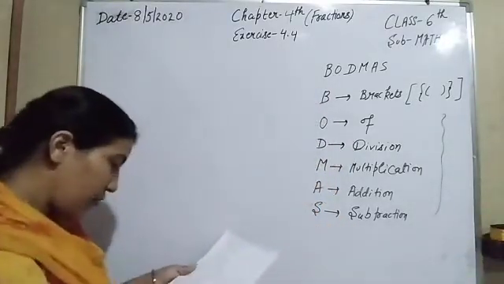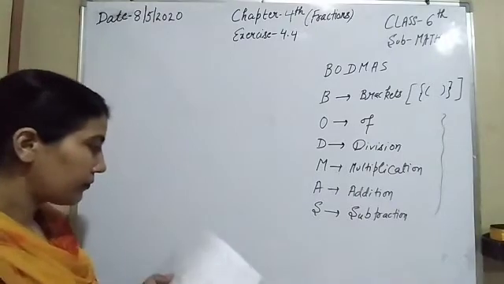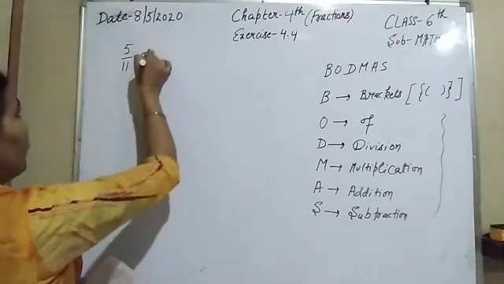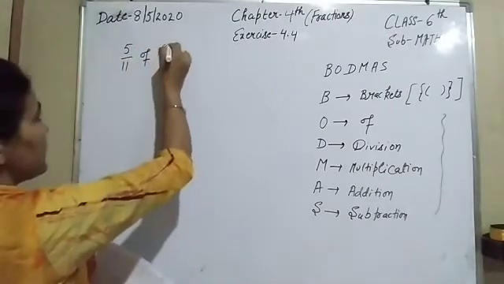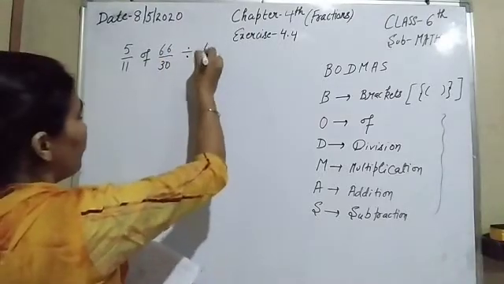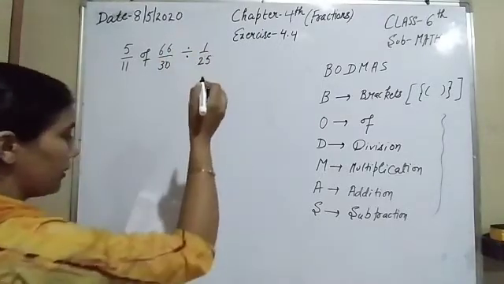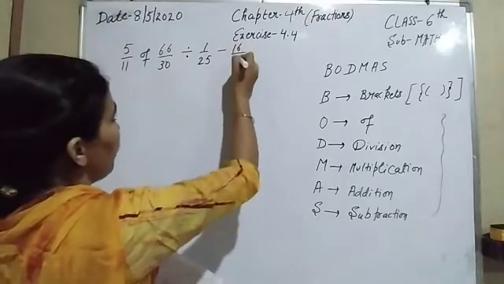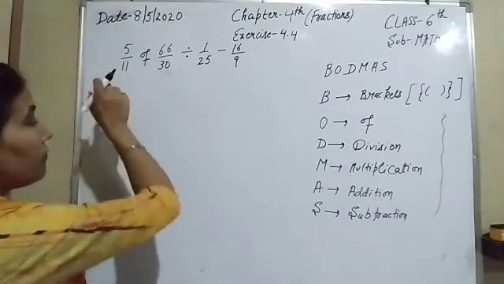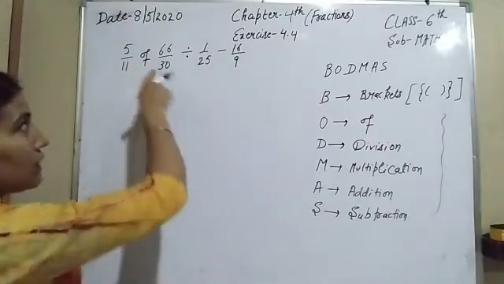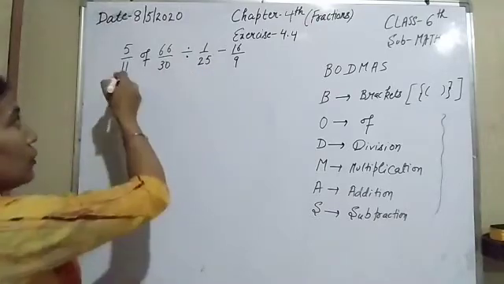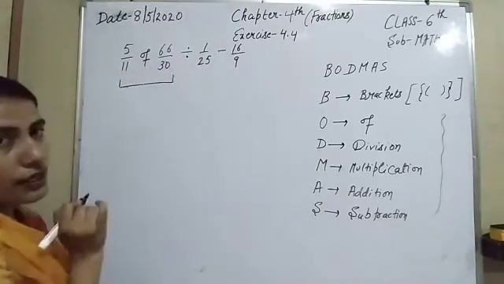Now the next part is we have to solve 5 over 11 of 66 over 30 divided by 1 over 25 minus 16 over 9. Now we have to solve this statement. Firstly, according to this rule, we have to solve the "of" symbol, after that division, after that subtraction. So firstly we will have to solve this part only.